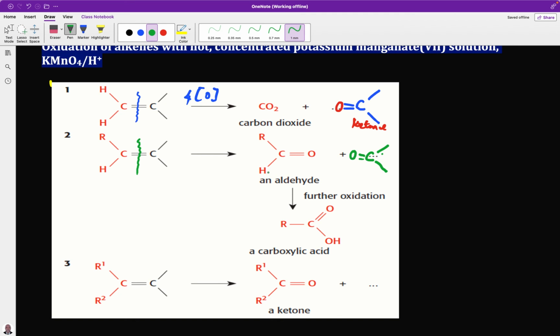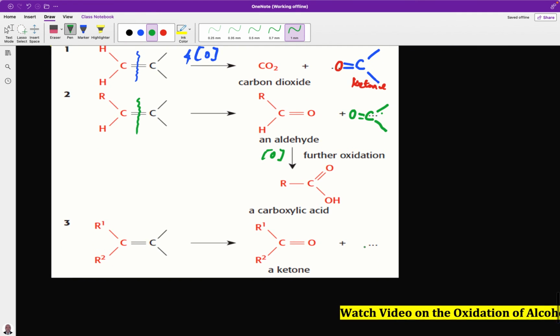There will be an OH that will be attached here. So that is how it is. And that is why it results in this carboxylic acid. There's an alkyl group, we don't know. It could be ethyl, propyl, butyl, we don't know. So it results in a carboxylic acid.